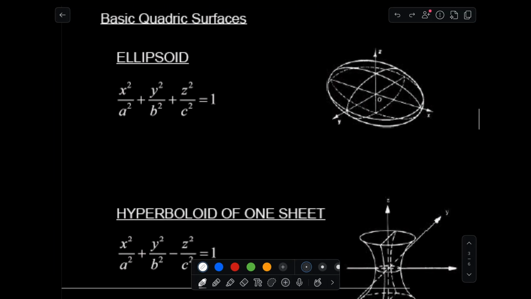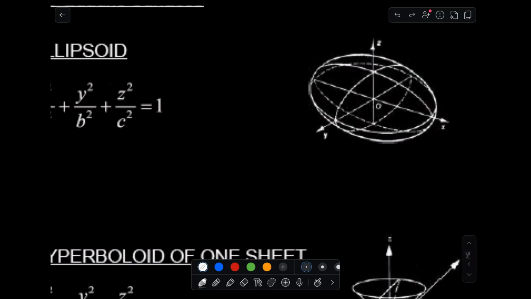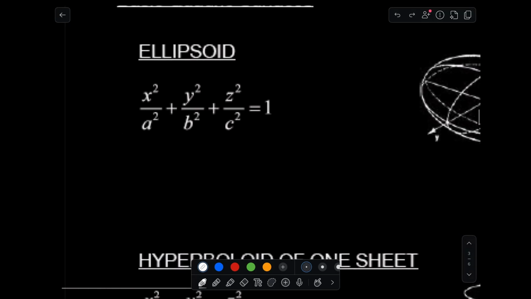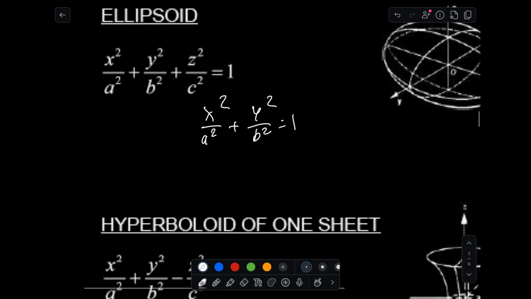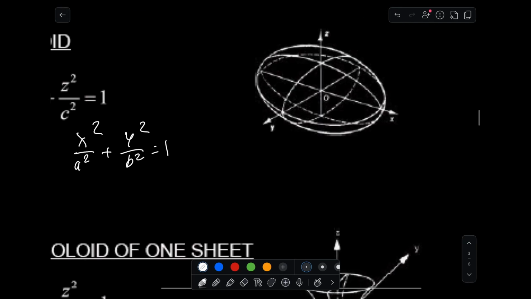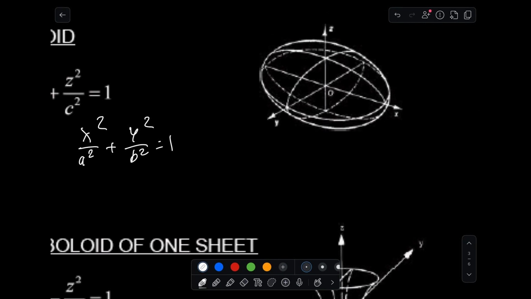And with this, we have ellipsoids. This is kind of similar to a normal ellipse in 2 dimensions, extending it outwards. And you can see these traces in the X, Y, and Z.